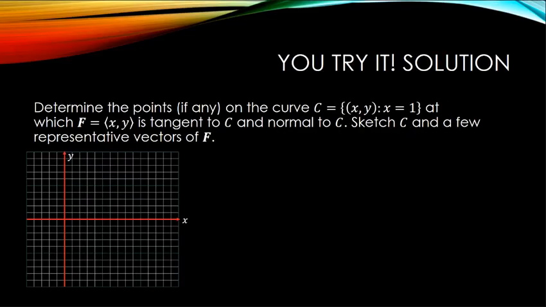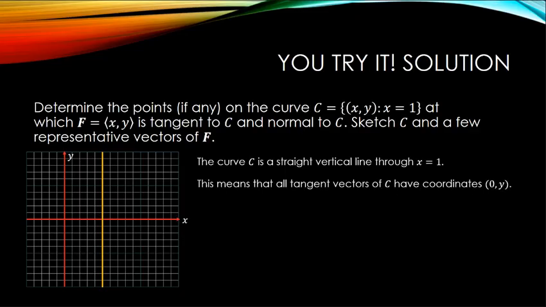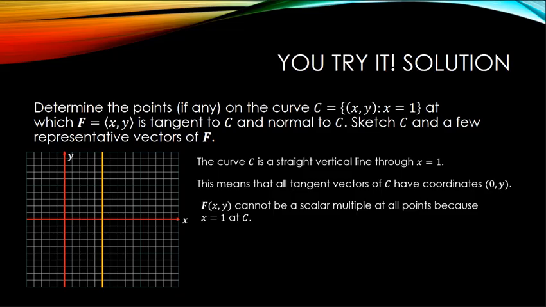So I set up my coordinate axes and I note that the curve C is a straight vertical line through the point x equal to 1. So I simply draw my vertical line. This means that all tangent vectors of C will have coordinates of 0, y, and they will lie directly on that line. It also means that my vector f cannot be a scalar multiple at all points because x is equal to 1 on C.